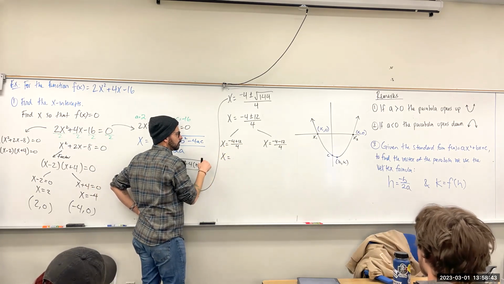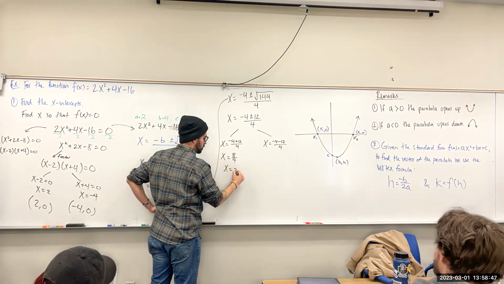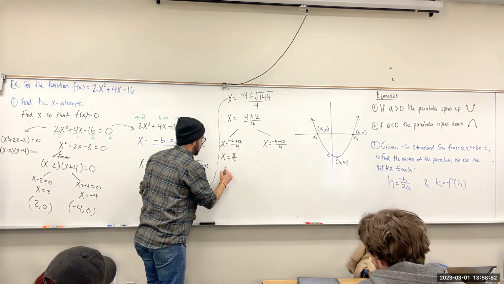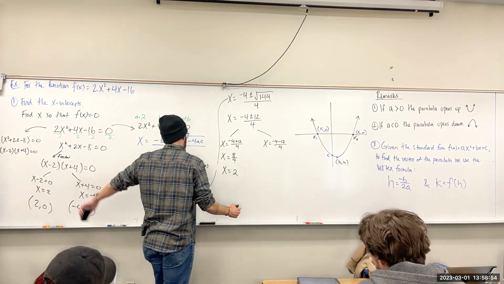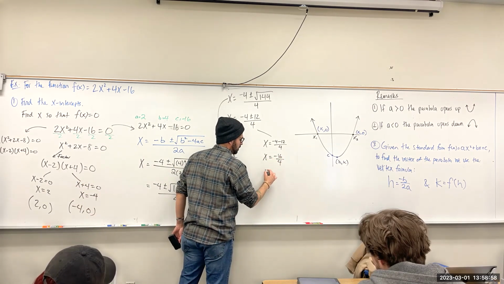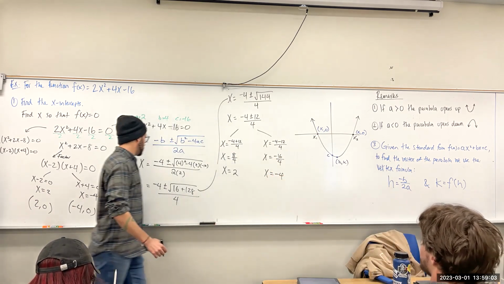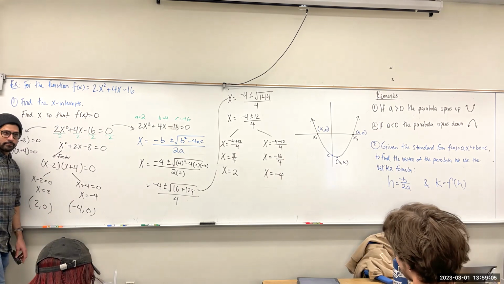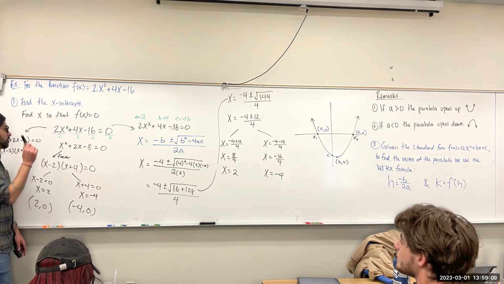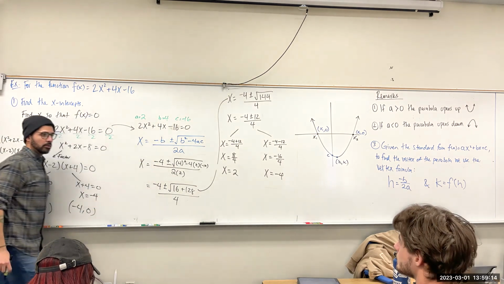What's -4 plus 12? 8 over 4, which is 2. That's one of the x values. And then here, this turns into -16 over 4, which is -4. So that gives you these 2 solutions. So we can do either one. You could do either or. Yep. But I would suggest you practice factoring, because polynomials, this doesn't affect a lot.